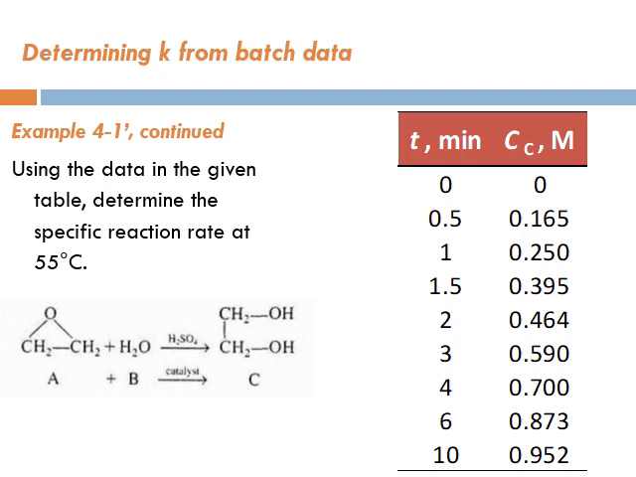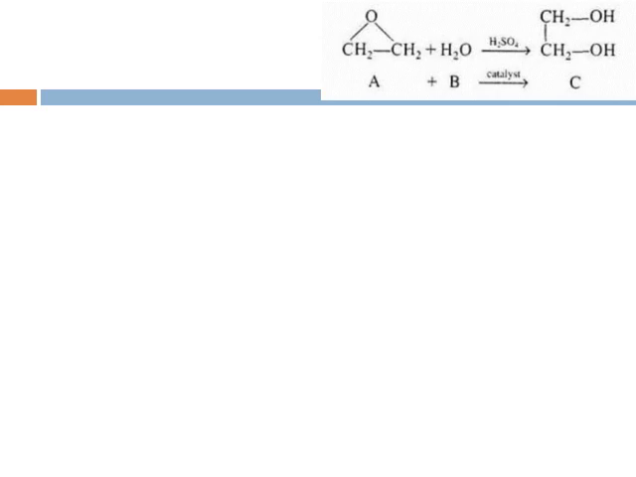So using the data in the given table, determine the specific reaction rate at 55 degrees C. So you want to measure the value of K. Of course, you have done this in chemistry and also in applied physical chemistry. Okay, but now we're gonna just go through the algorithm as well here, just so that you will get to use the algorithm in this case as well, where we have a liquid phase reaction. Okay, so again, we're gonna go through the algorithm.